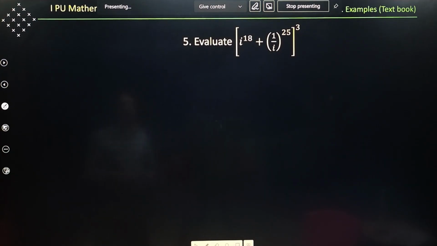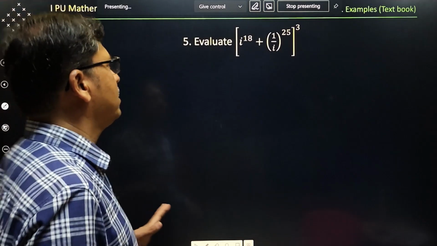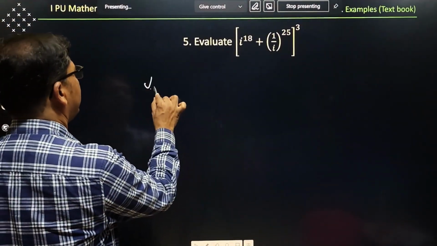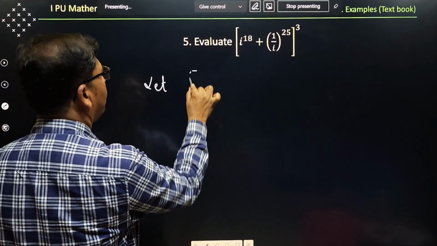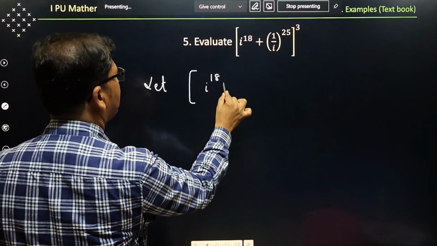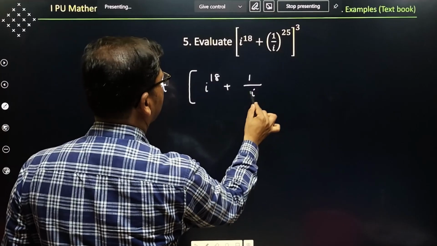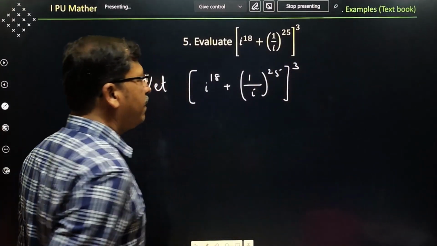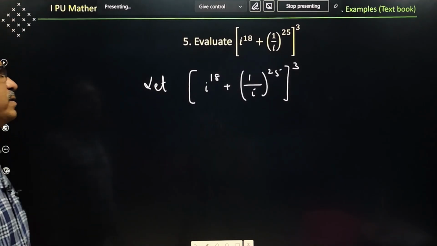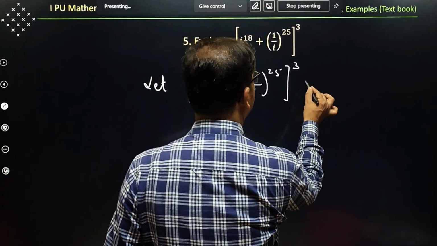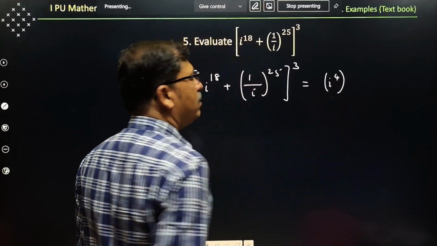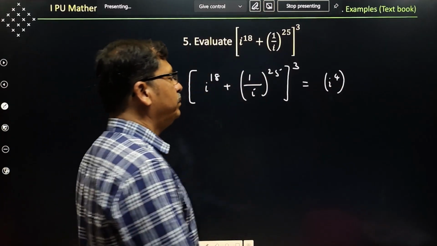Let us move to the next example in the miscellaneous exercise. The question is to simplify this. Let us write i to the power 18 as it is, plus 1 upon i to the power 25, which is raised to the power 3 here. Let us simplify this.